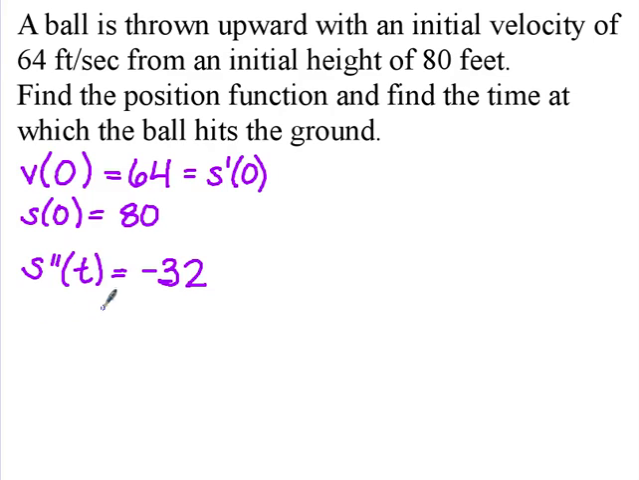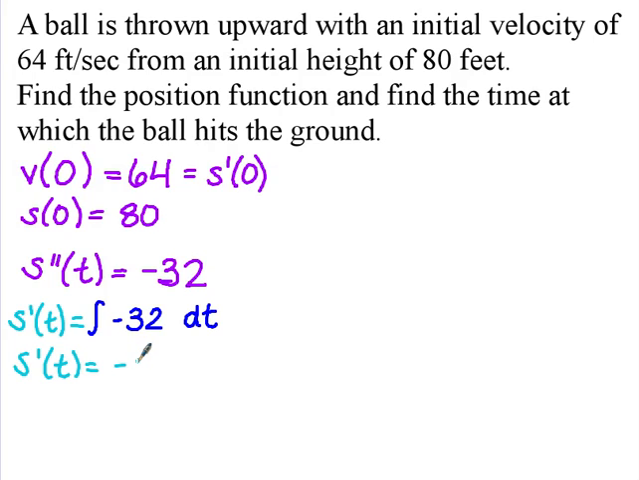So I'm going to integrate negative 32, and I'm going to use dt because this is referring to time. So if you integrate negative 32, really what that's going to leave you with is s prime. And so in this case, s prime of t will equal negative 32t plus c. So far, so good? Awesome. So now let's go ahead and utilize, that's velocity, exactly right.